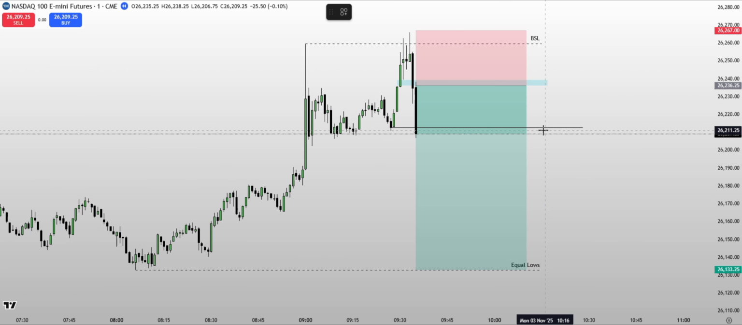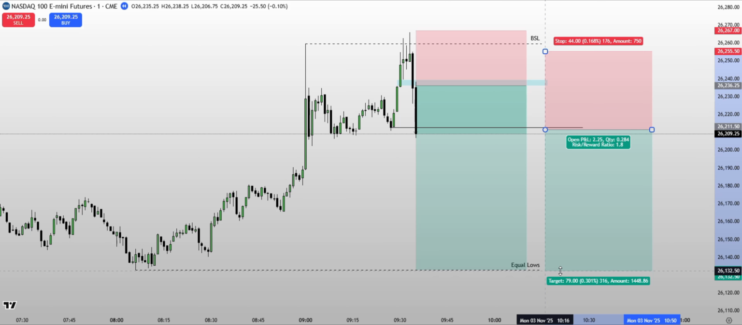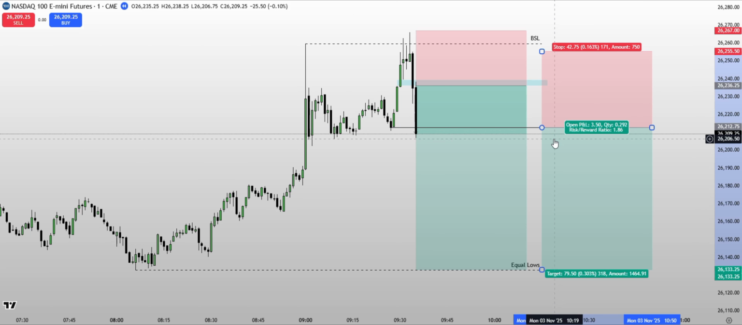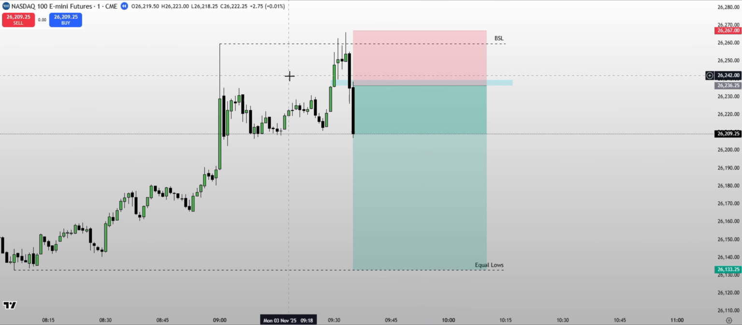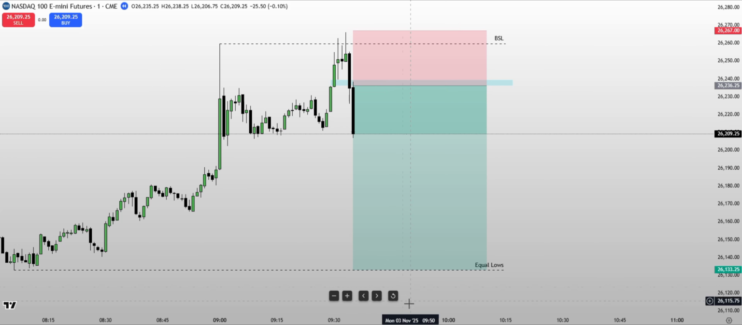You would enter right here. Stop would go above the high of the candle and then target the equal lows there. Now, the risk to reward is around a 1.8, 1.9. But you get that confirmation. So you get two options here because this is the breaker formation that we get. Now that's the V-shaped inverse gap. You enter there, 3.35 risk to reward.